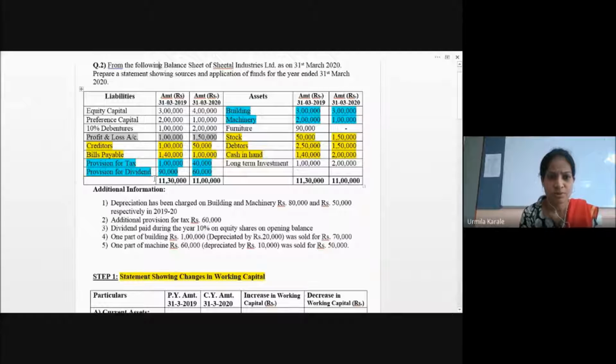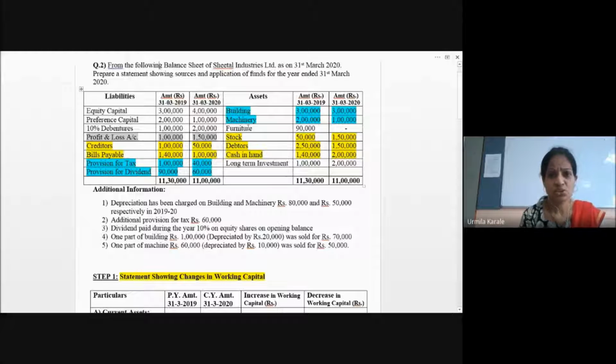So since nothing is said about interim, this will be covered in the final dividends only. So this will be included in your provision for dividend account. Then one part of a building and one part of a machine is sold. Then we are already creating those two accounts. We'll write this information in those accounts. You can easily find out from the given information. These 1, 2, 3, and 4, we have to create the accounts.